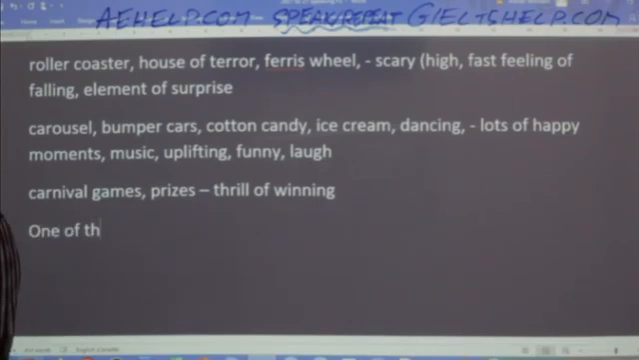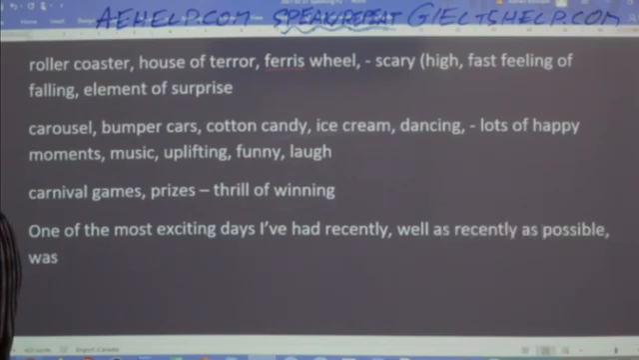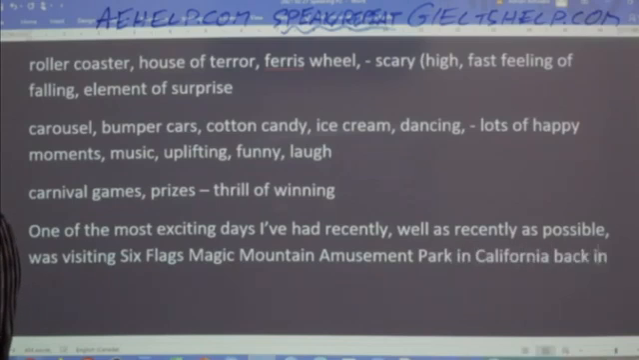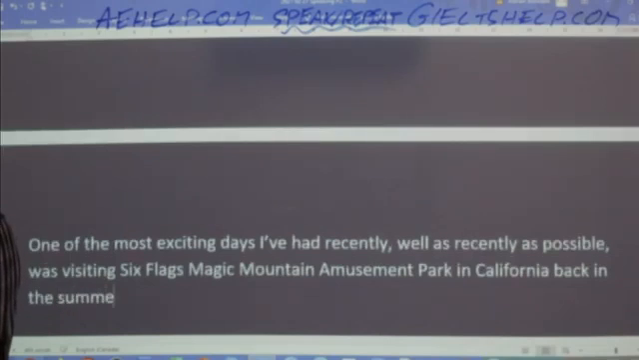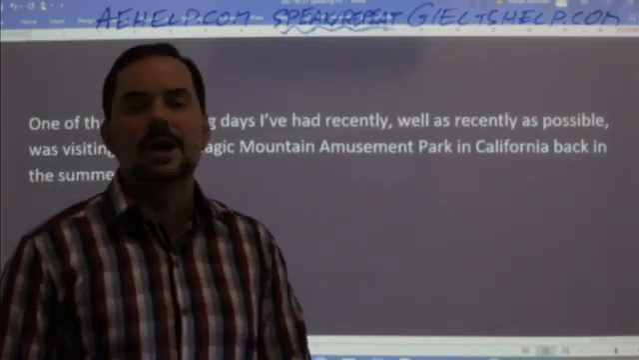So, one of the most exciting days I've had recently, well, as recently as possible, was visiting Six Flags Magic Mountain amusement park in California back in the summer of 2018. Okay, so that is my first sentence. That's what I came up with.